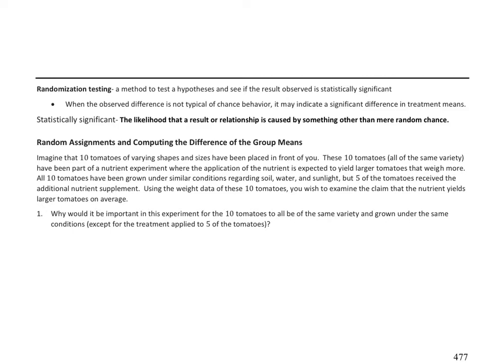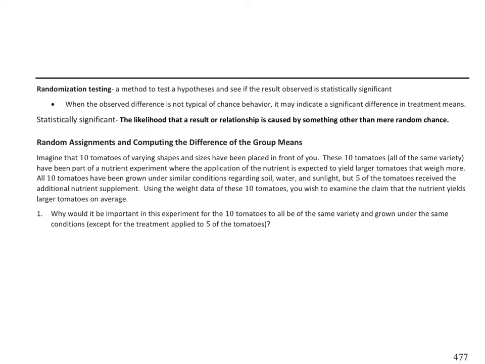So the scenario that we're going to look at in this whole lesson is randomizing a group of means. We are given 10 tomatoes varying in shapes and sizes. These 10 tomatoes have been a part of a nutrient experiment where the application of the nutrient is expected to yield a larger tomato that weighs more. All 10 tomatoes have been grown under similar conditions regarding soil, water, sunlight, but 5 of the tomatoes received the nutrient supplement. That's your treatment. Using the weight of the 10 tomatoes, you wish to examine the claim that the nutrient yields larger tomatoes.